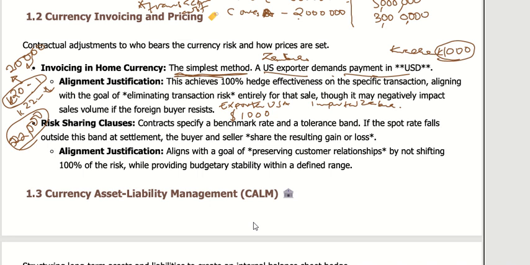So what we are saying is that, yeah, this would definitely eliminate your transaction risk. But then the challenge is that it might negatively impact sales volume if foreign buyers resist. So basically that is that. So for me, why would I want to pay all this amount? So I might resist, right? Depending. Okay, maybe I think about other sources where I don't have to spend too much.